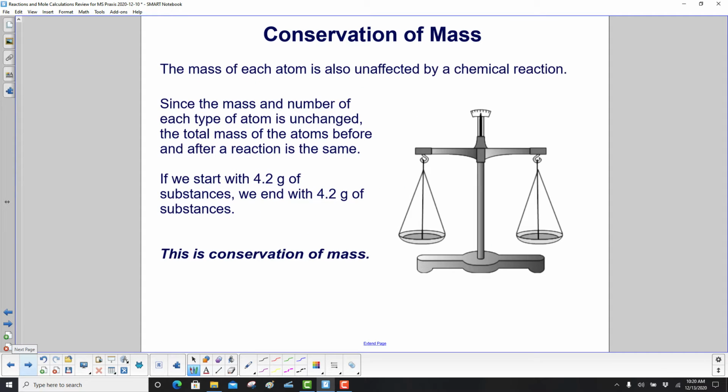The mass of each atom is also unaffected by a chemical reaction. Since the mass and the number of each type of atom is unchanged, the total mass of the atoms before and after a reaction is the same. If we start with 4.2 grams of substances, we end with 4.2 grams of substances. This is the conservation of mass.